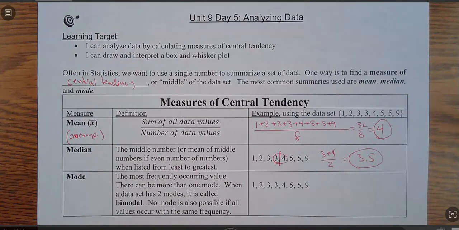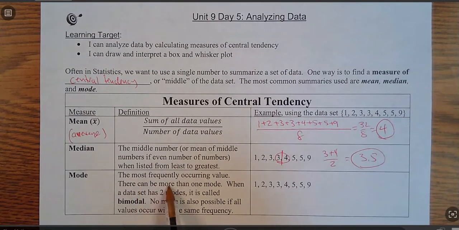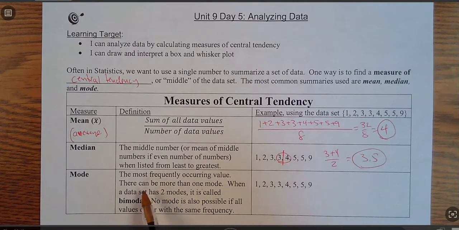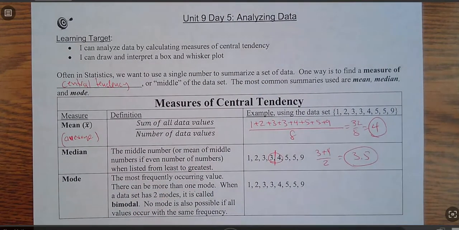Now the mode is not necessarily a central tendency. It's more like what occurs most often. It's literally the most frequently occurring value, and it is possible to have more than one. When a data set has 2 modes, it's called bimodal. It can be more than that: there can be 5 numbers that are all occurring twice. Then there are 5 modes, and it's not really helpful to use.